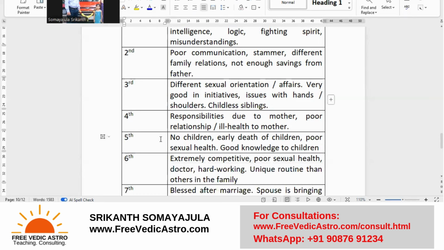The 5th house, because it's the Mars and Mercury thing, the 5th house represents the children. And childlessness comes from here. So there may be no children. Early death of children, right? Poor sexual health of the children, right? Or good knowledge, because Mars and Mercury provide extreme intelligence, because they both have good control over the 3rd house, and the 3rd house rules intelligence. So it's extremely good knowledge for the children, right? This can also be there.